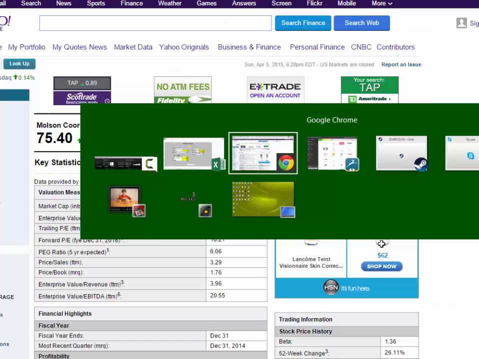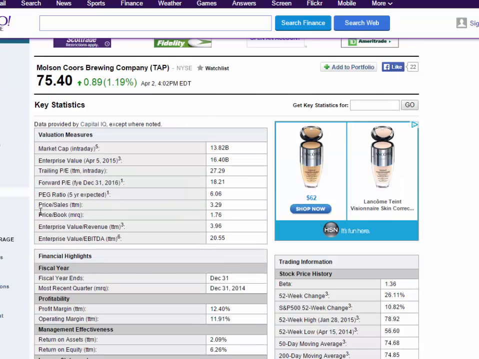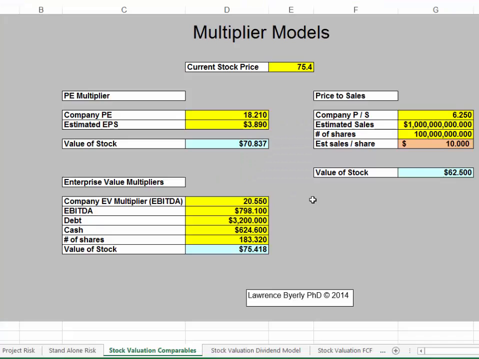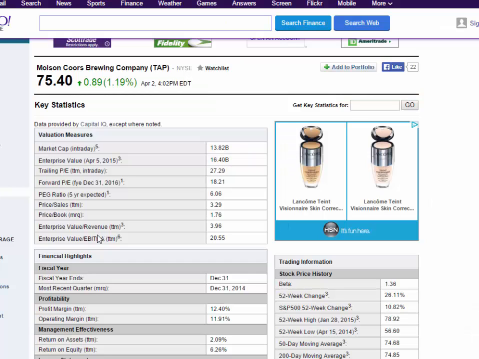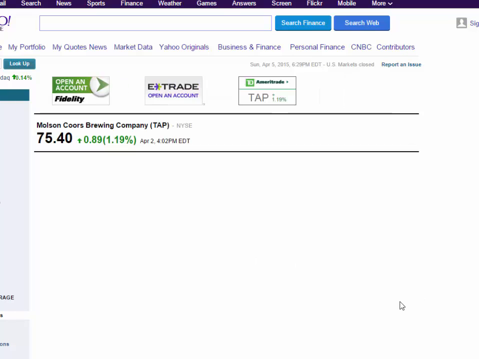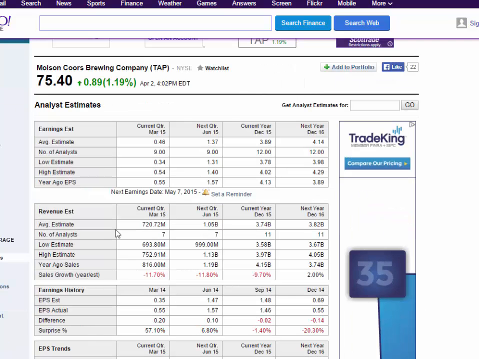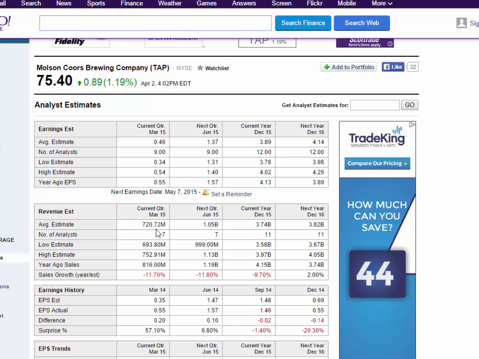Well, we need to find the price to sales data. Here's the price to sales ratio, 3.29. Put in here, 3.29. What about the estimated sales for the company? Maybe we can find this under the estimates block. So you go to estimates, here's revenue, here's the average, $3.82 billion is what they anticipate December 16th.